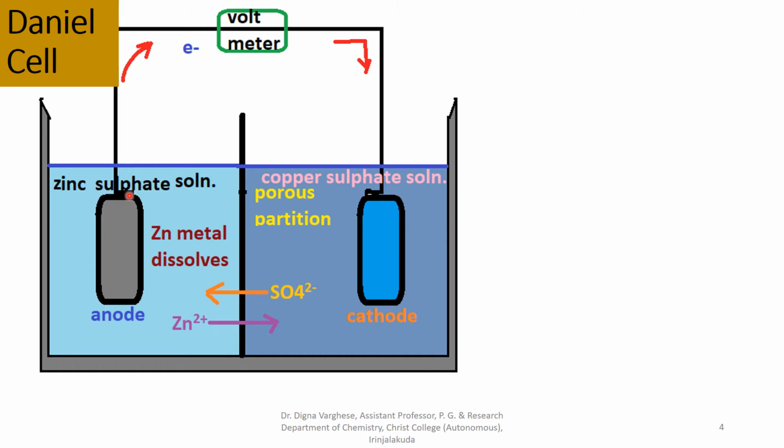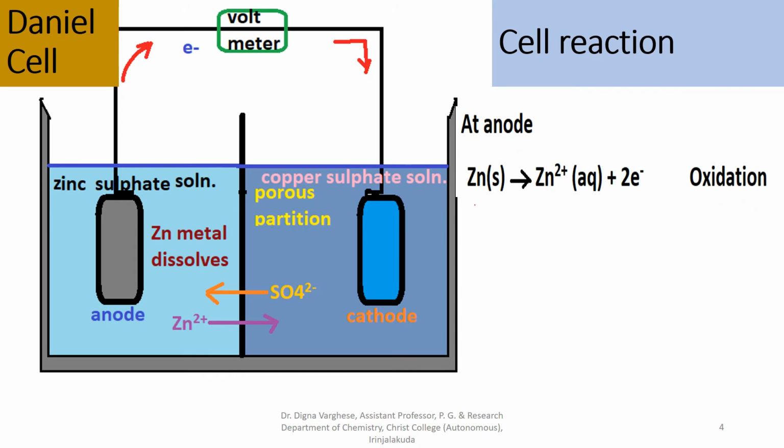Zinc metal in zinc sulfate solution acts as the anode here and copper acts as the cathode. The zinc electrode is the anode and the copper electrode acts as the cathode. We know at the anode an oxidation reaction takes place. The cell reaction is like that. At the anode, zinc solid gives Zn2+ and 2 electrons. That is removal of electrons, that is de-electronation reaction, that is oxidation. Oxidation is loss of electrons.